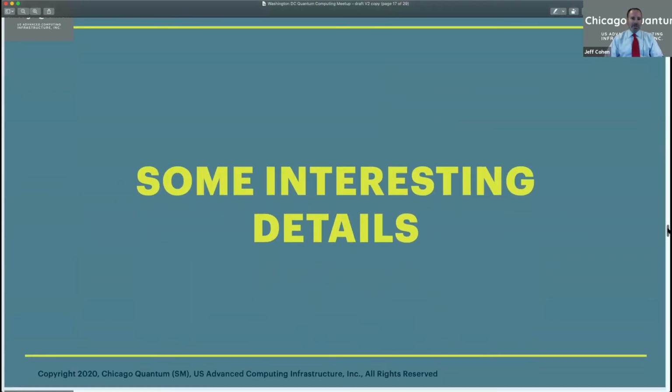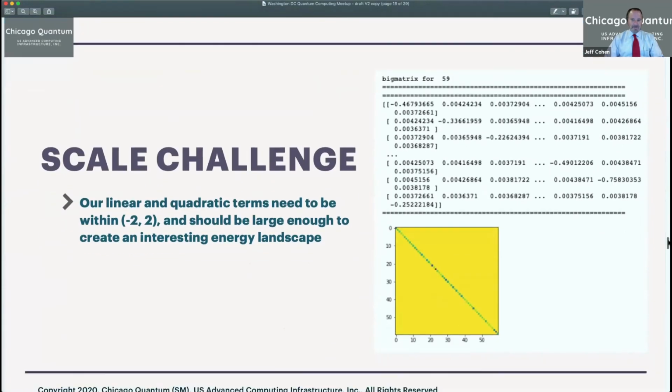I want to share some technical details that were fun and that we learned a lot about. The number one scale challenge to get to 64 stocks and have it work great was our linear and our quadratic terms. They really do need to be rich enough to create an energy landscape that is diverse enough that we can find a local minimum and we don't just slide down to all ones or all zeros. Oh, and by the way, it can deal with regime change.